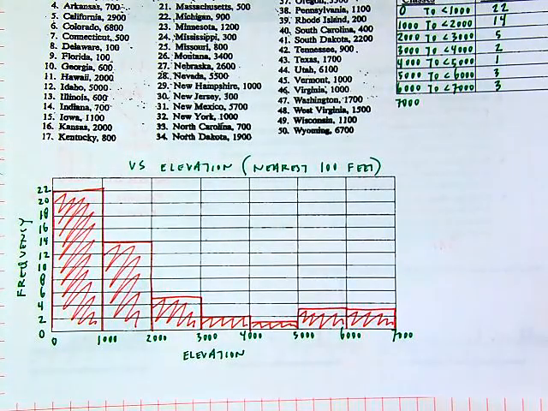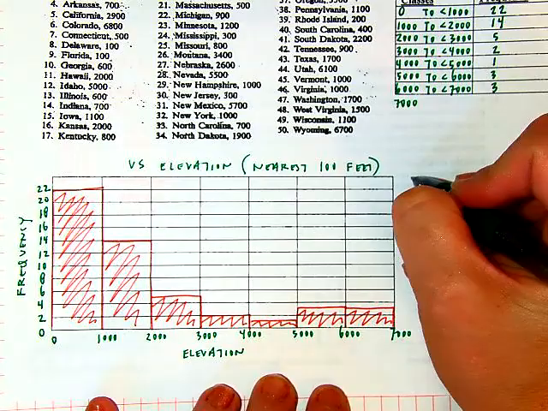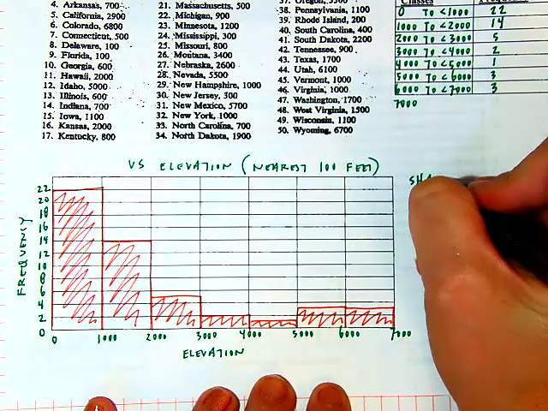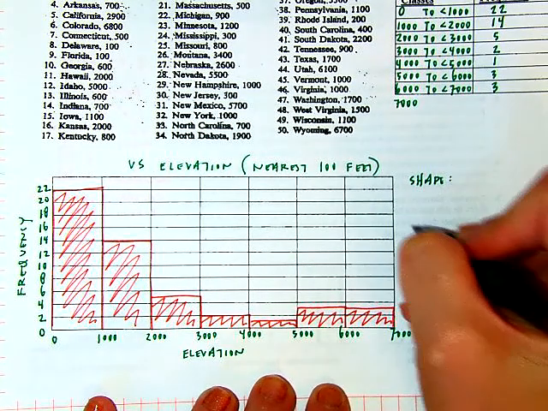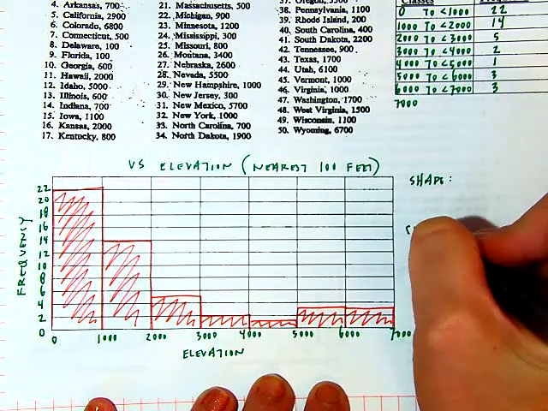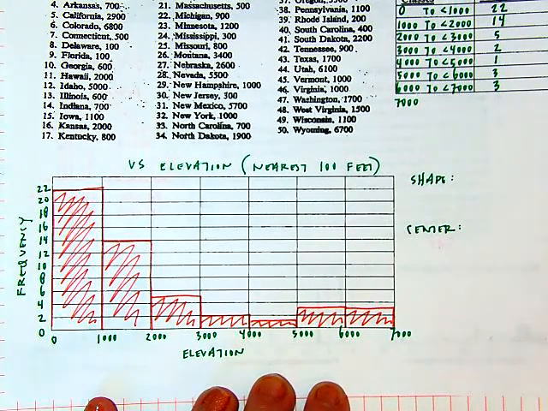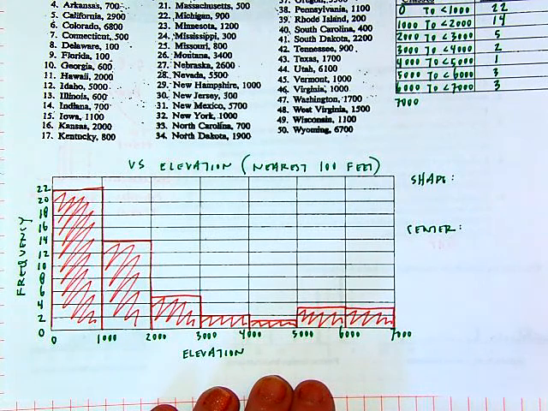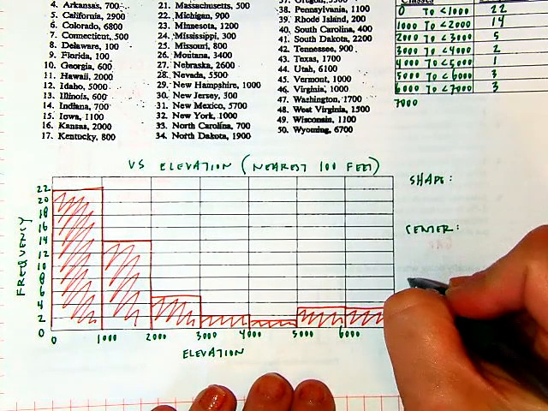Okay, and then I want to think of how to describe it as well. I want to describe the shape. Where is the approximate center? And center for the time being, we're looking for that central piece of data. If I had my data organized from low to high, where would I be right smack in the middle? And then spread.